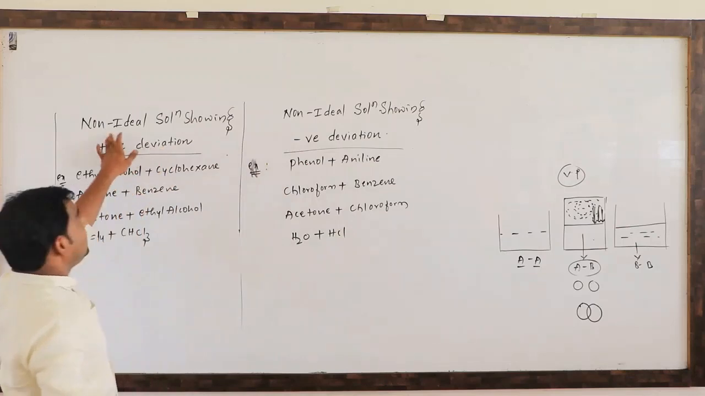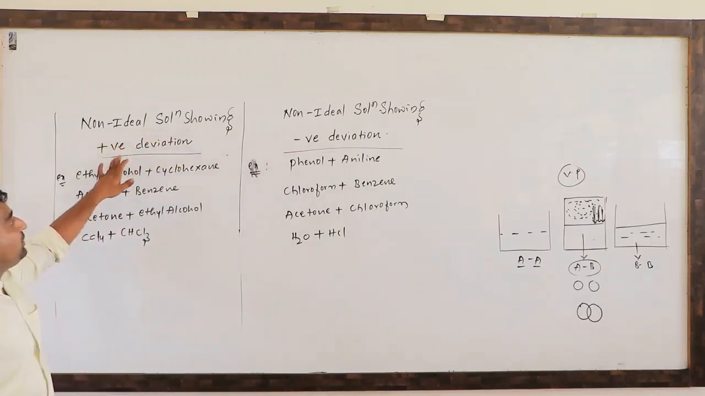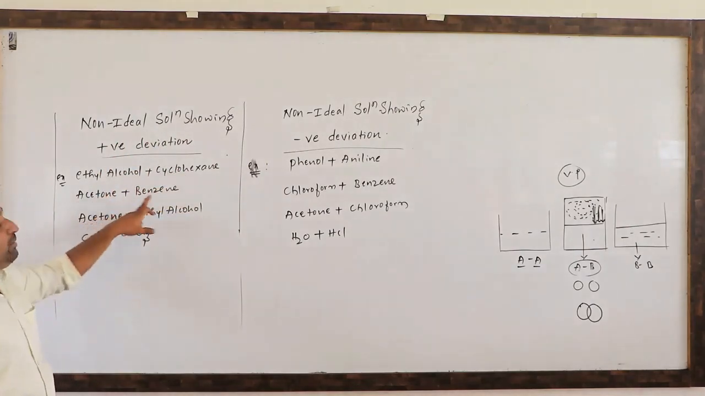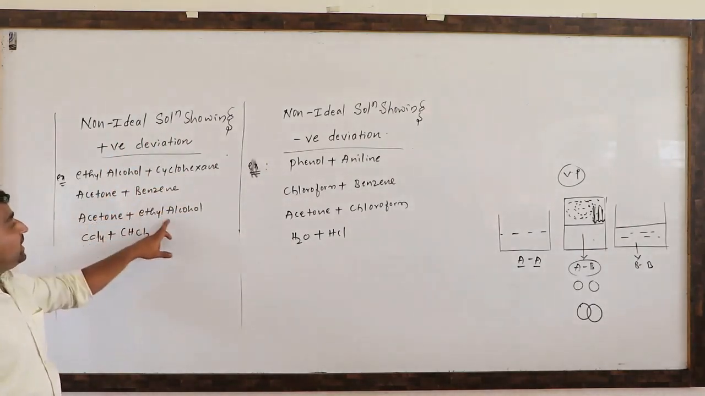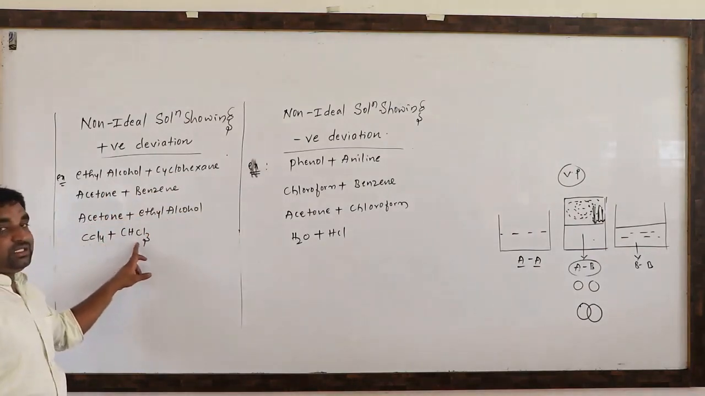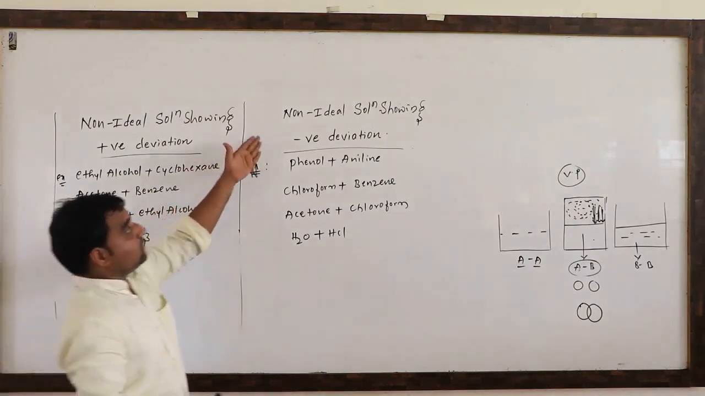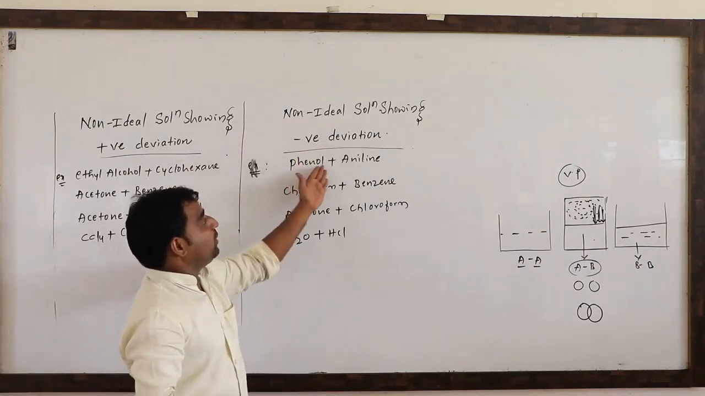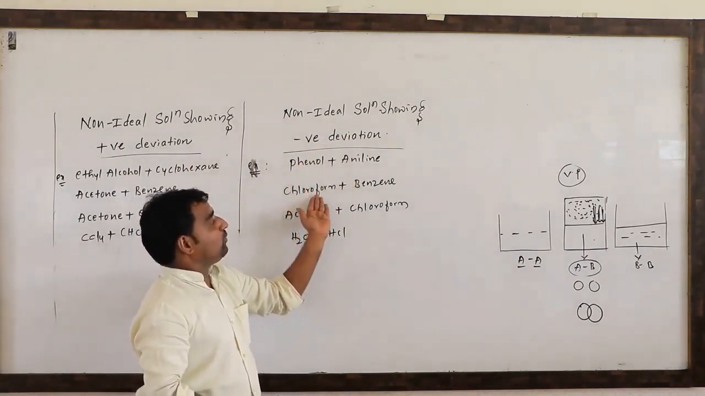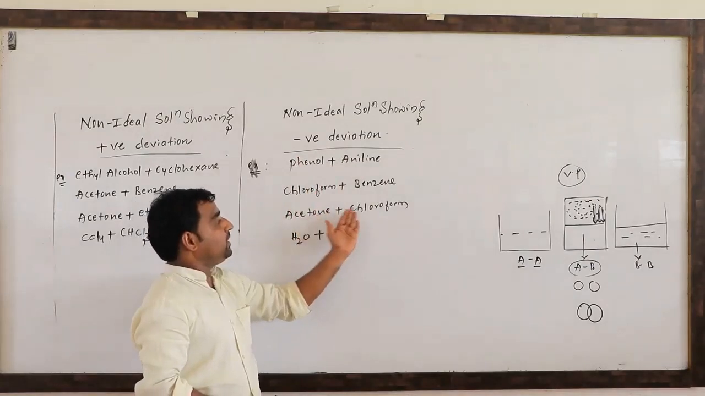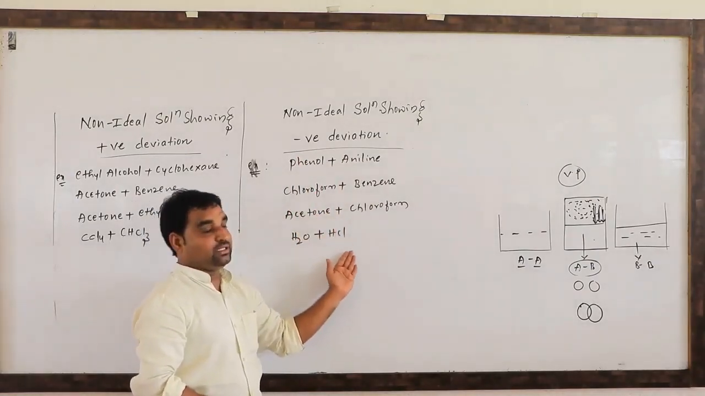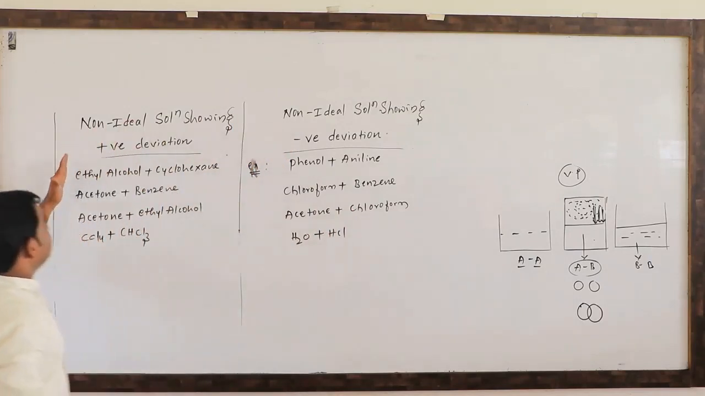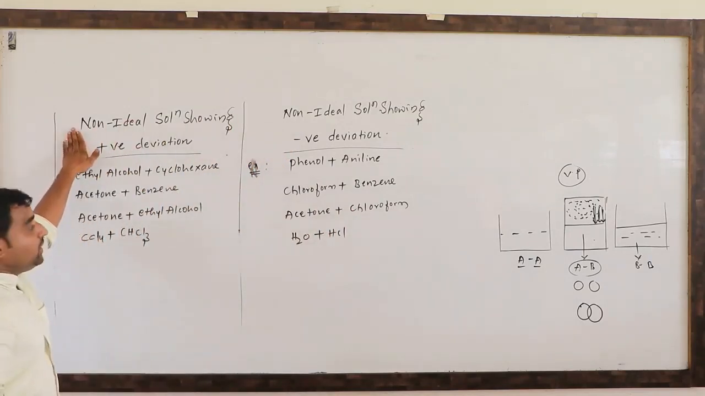Examples of non-ideal solutions showing positive deviation are ethyl alcohol and cyclohexane, acetone and benzene, acetone and ethyl alcohol, and CCl4 and CHCl3. For non-ideal solutions showing negative deviation: phenol and aniline, chloroform and benzene, acetone and chloroform, and H2 and HCl. These mixtures show negative deviation, and the others show positive deviation.